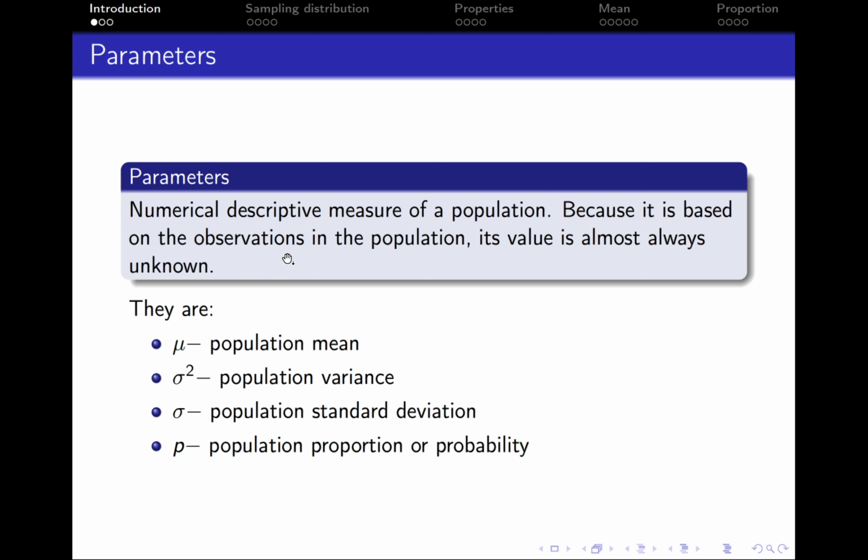And population measures are denoted in the following way. So mu is used for population mean, sigma squared is used for population variance, sigma is used for population standard deviation, and p will be used for population proportion. I will also call it probability.